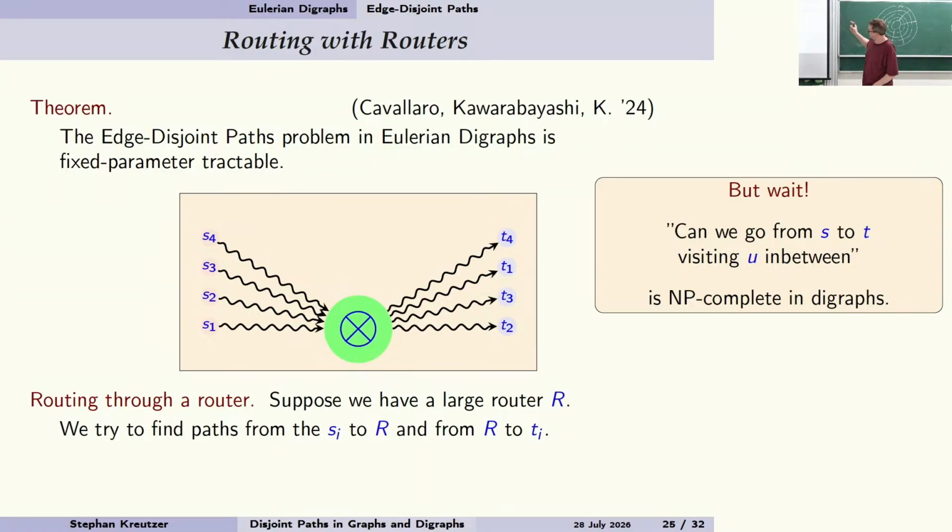Wait. I said, well, that won't work, right? Because even going from S to T, just fixing one vertex in the middle is not complete. So this approach shouldn't work. But for Eulerian diagrams, it's actually not.